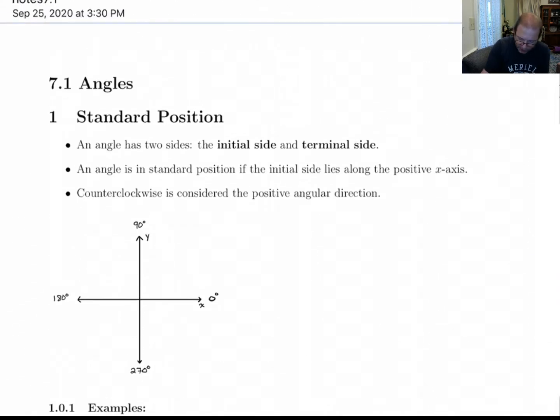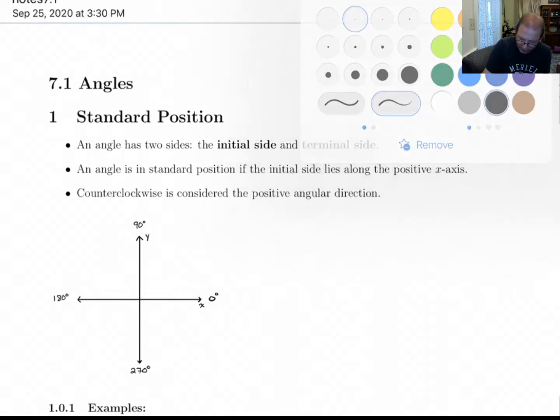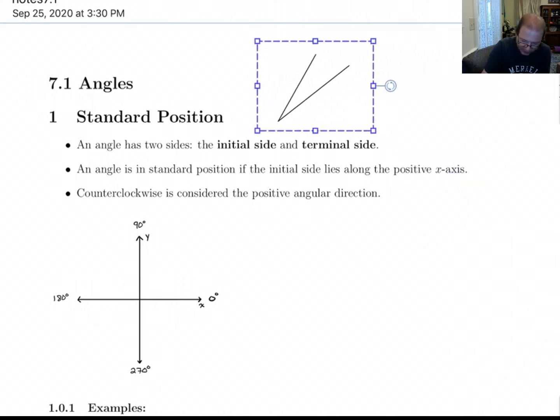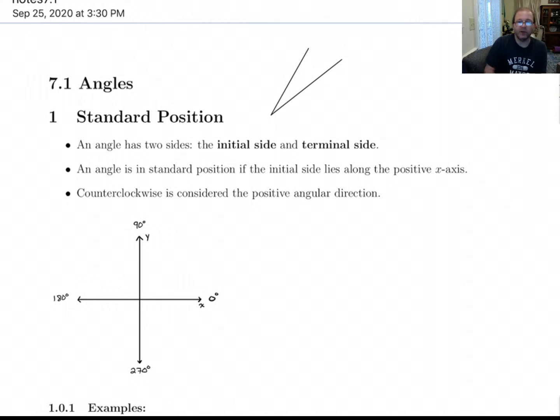So first up, if you just have a random angle, that's going to be something that looks like this. Probably help if I drew it where you can see it. But we've got two sides to the angle, and we designate one side to be the terminal side and one side to be the initial side. So if I made this the initial and this one up here the terminal side, we think of the angle as going from the initial side to the terminal side.